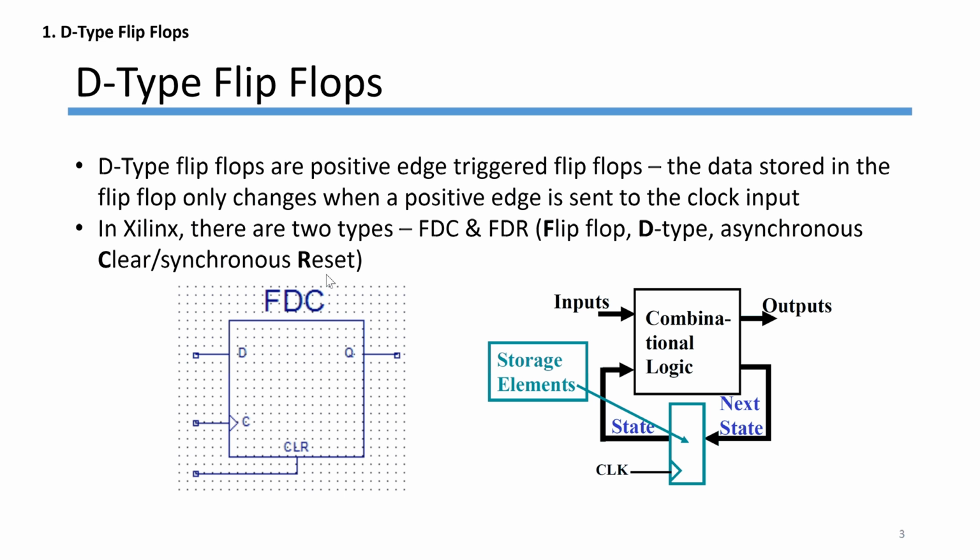So in FDC, whenever a clear signal is sent in, the storage element resets without any regard to whether or not the clock has been triggered. However, with an FDR, with the synchronous reset, when a positive edge is inputted into the clock input, your reset line will be checked, and if that is high, then the storage element resets.